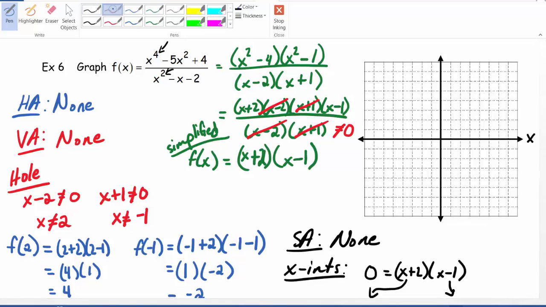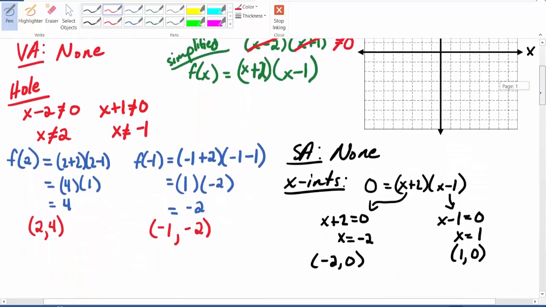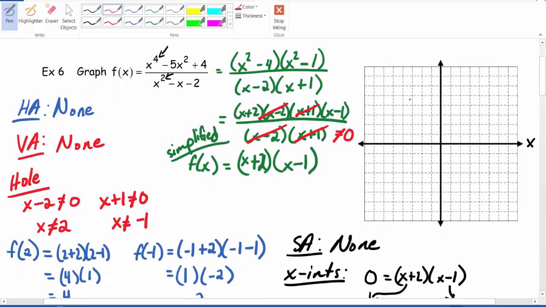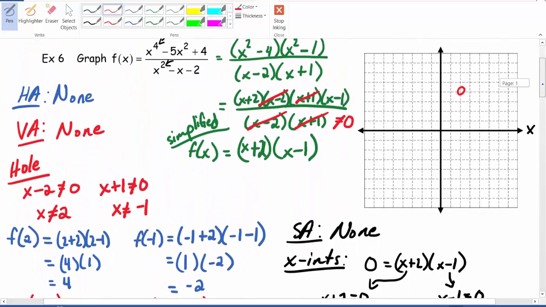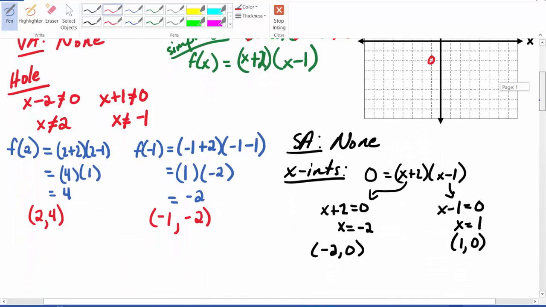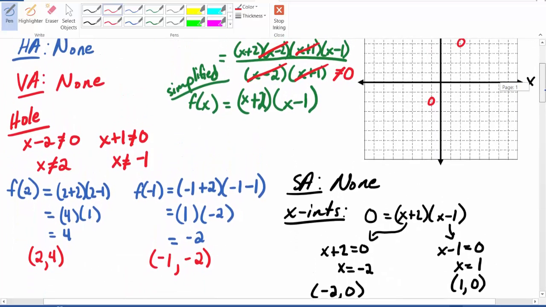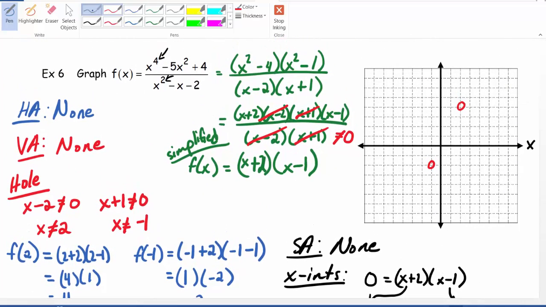And we said that our holes were, again, at 2, 4, and negative 1, negative 2. We have 2, 4, which is right here, and negative 1, negative 2. We also have our x-intercepts at negative 2, 0, and 1, 0.